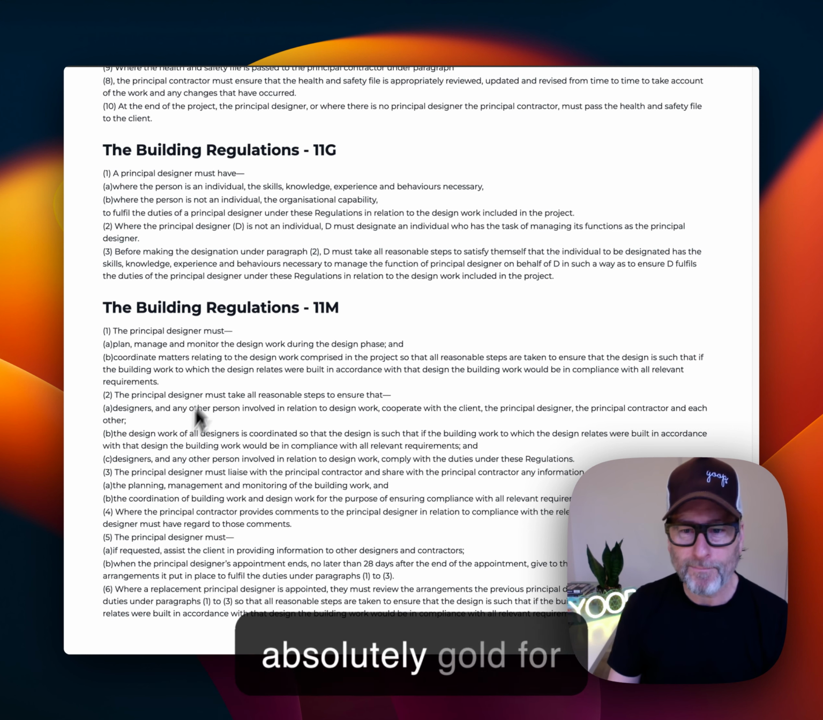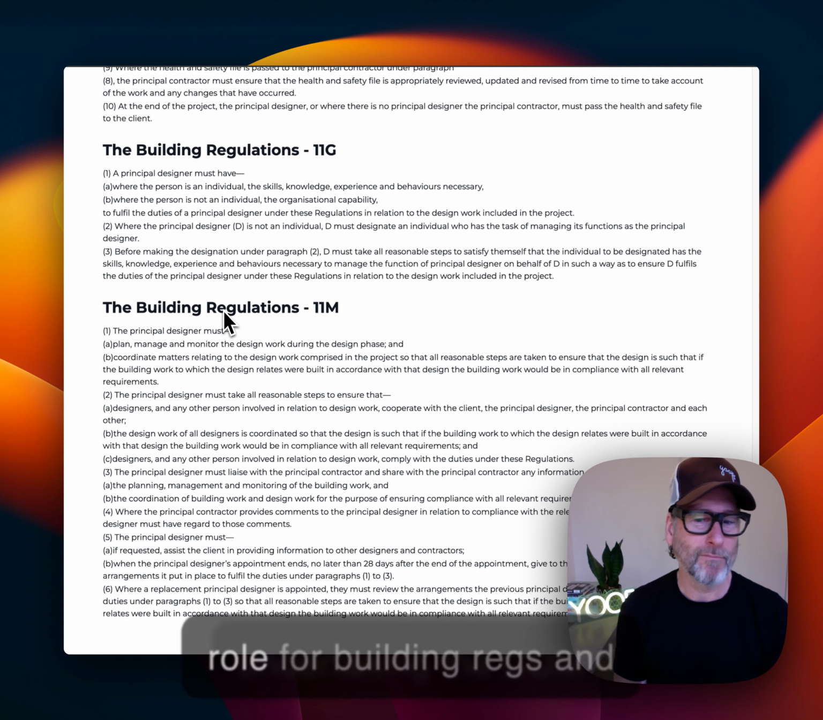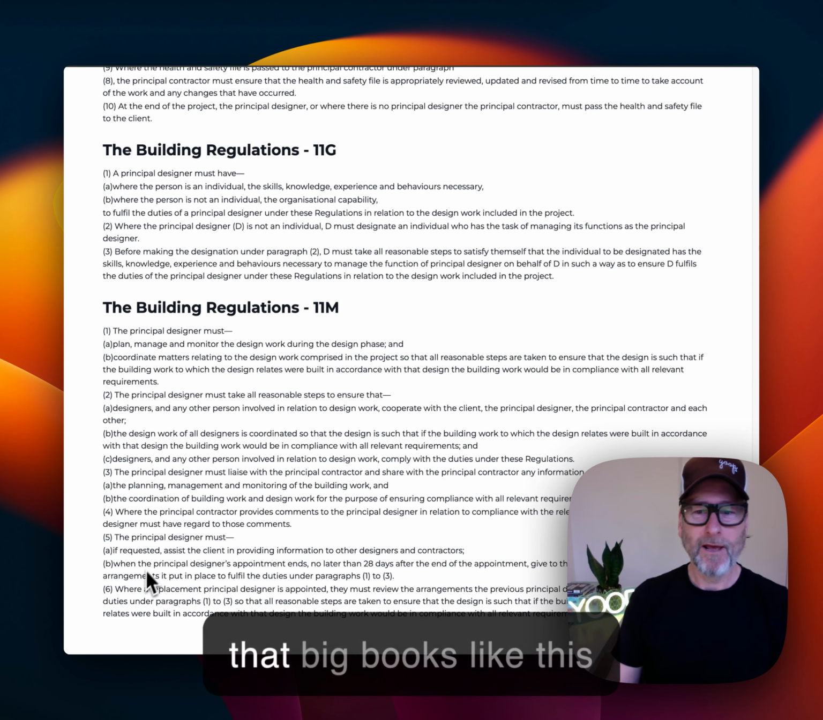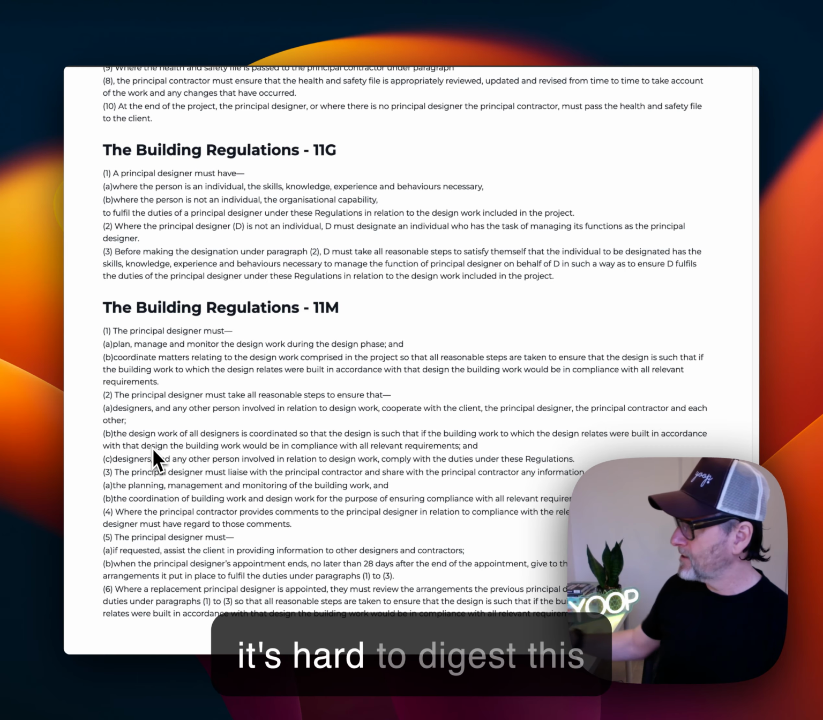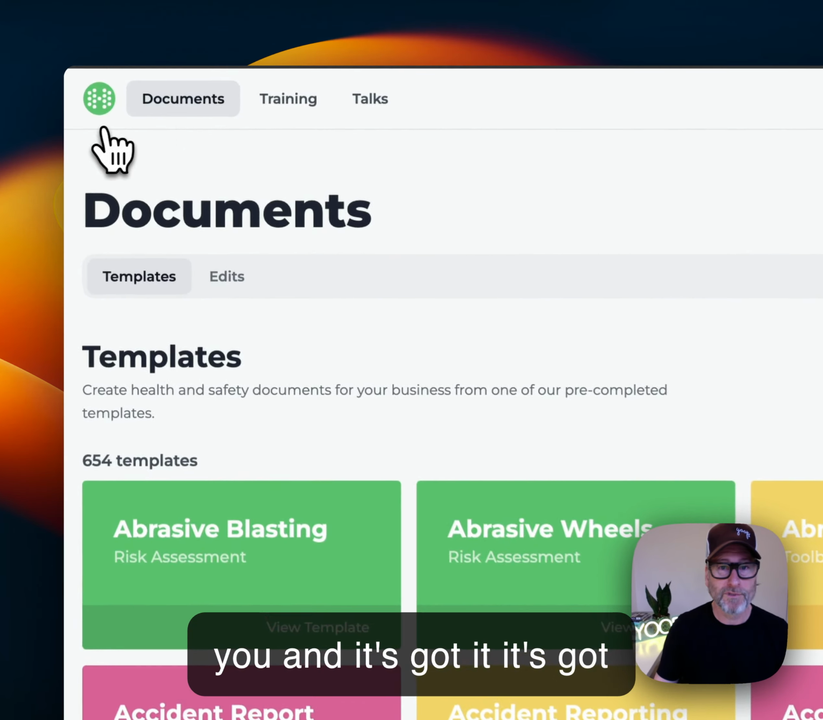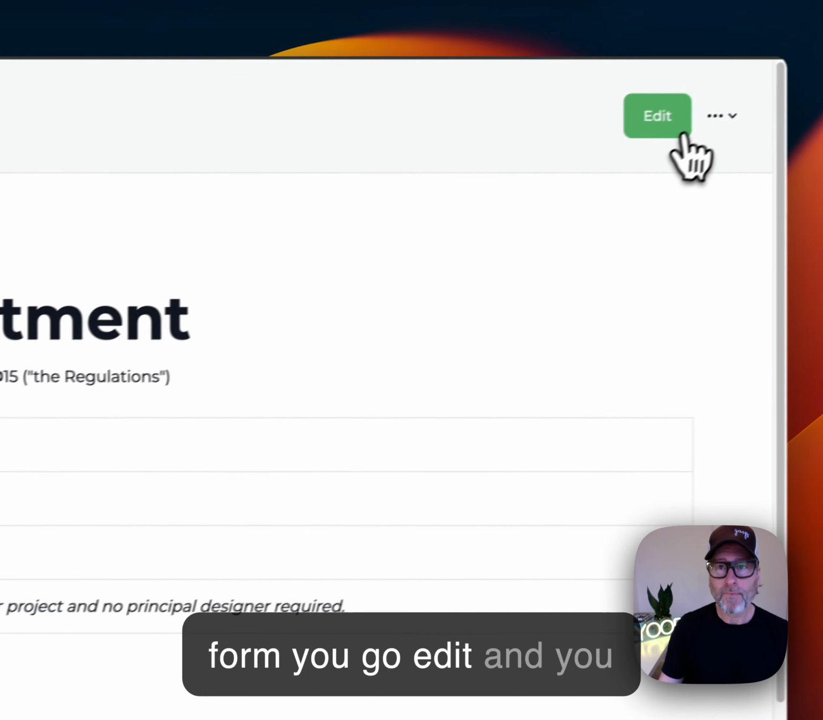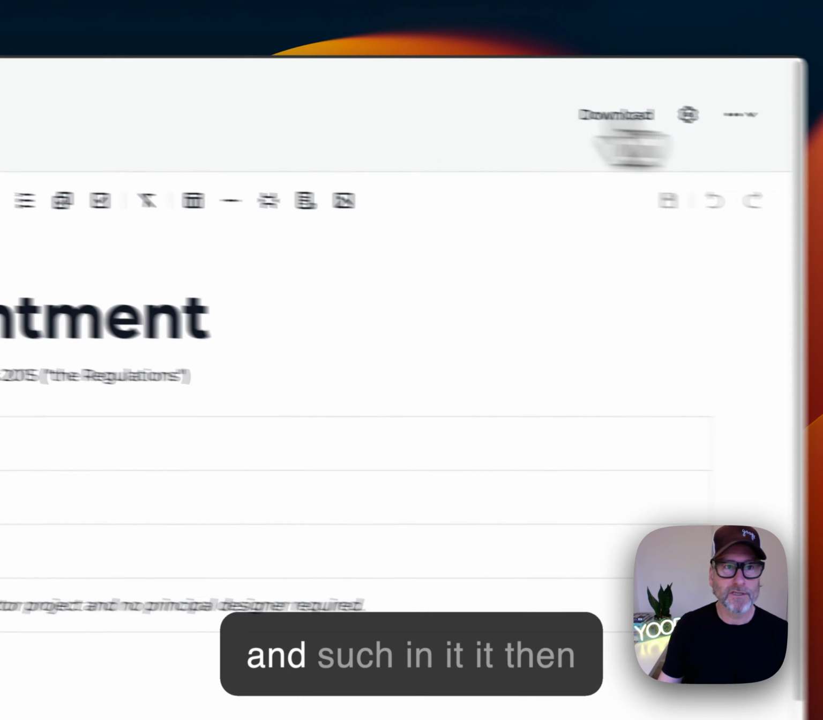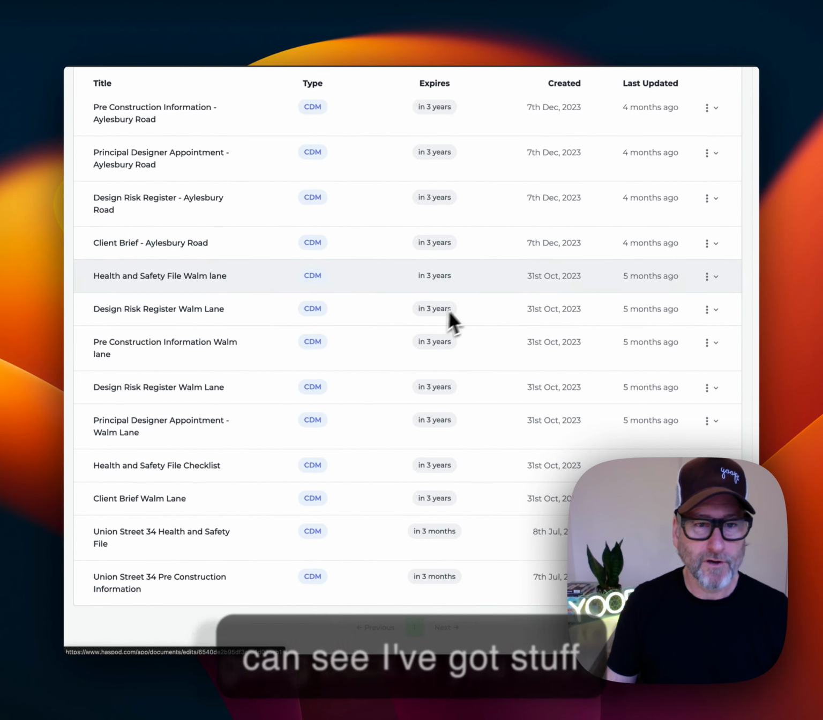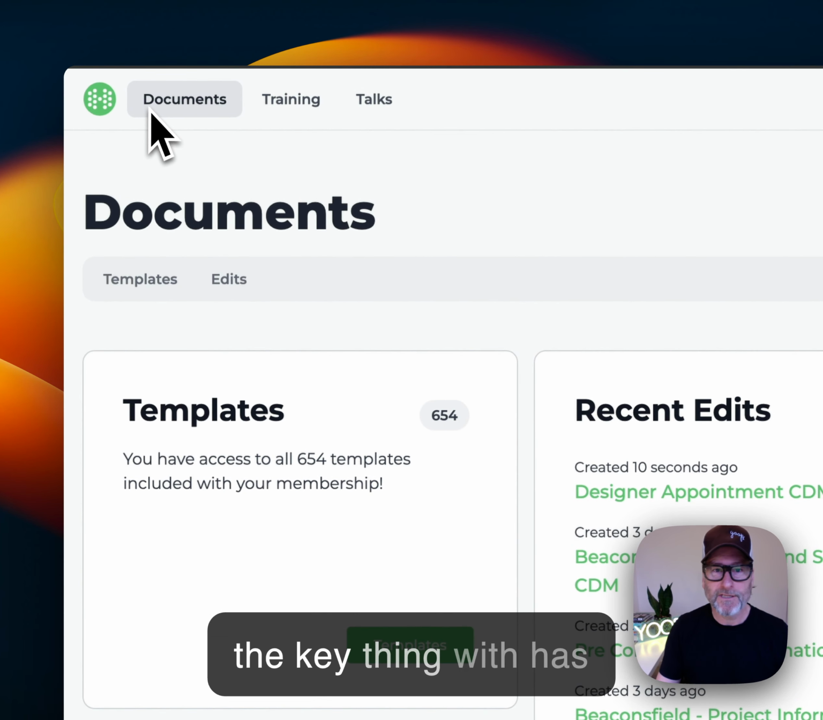So this is absolutely gold for architects, anyone who's undertaking the CDM role for building regs and for CDM. Big books like this are hard to digest. This really breaks it down for you, and it's got all the forms. And once you create this form, you go to edit, and you can put all your details in it. It then comes to here, and you can see I've got stuff going back 3 years, etc. So that is the key thing with HasPod.